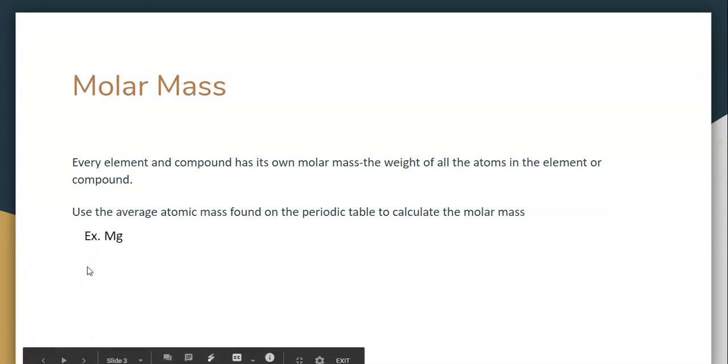So first we're going to do an element. We're just going to look at magnesium. If you look at magnesium, it's Mg on your periodic table. And if you look, it says 24.3050 if you're using the periodic table on the wall. If you're using the one in your little blue Bible, it probably will just have 2 decimal places.